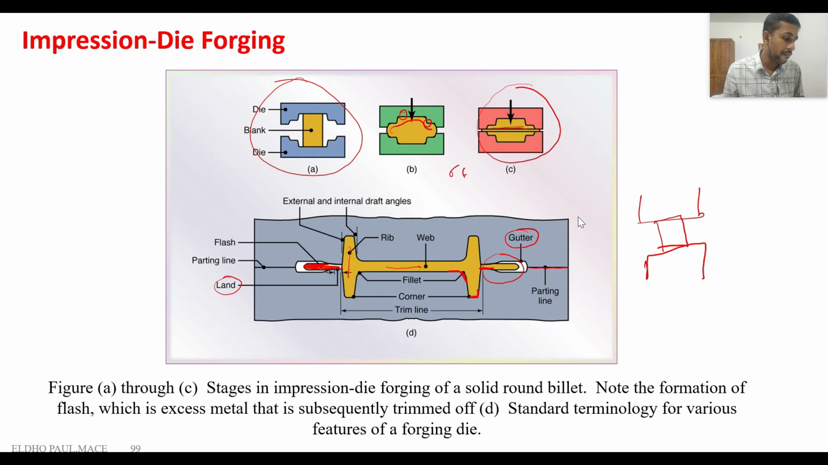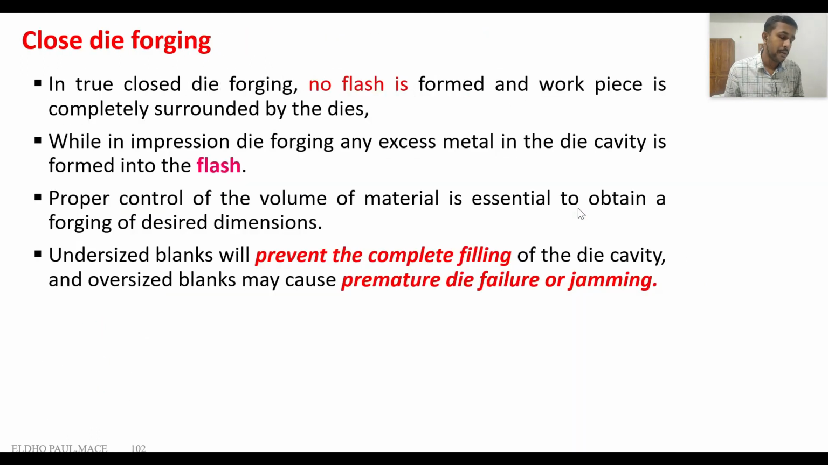But in case of closed die forging, there is no such flash formation. In closed die forging, the workpiece is completely surrounded by the die. There is no such flash formation. Or we can say we supply the workpiece with the exact same volume as the finished product. We do not provide extra material for flash formation. So there is no flash formation.